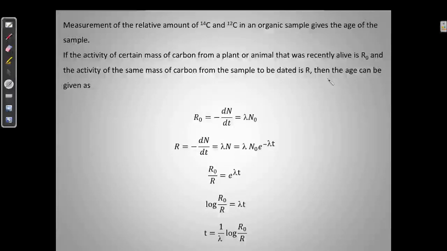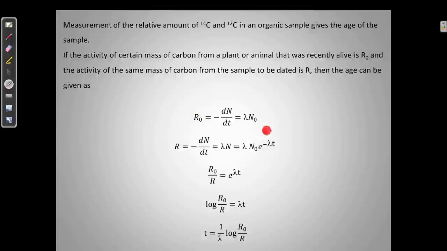Then the activity of the material which is currently alive, the plant or animal, whatever it is. So the activity of C14, we have to take the same amount of the radioactive substance. Then for the recently alive one, we can measure the activity, and also from the dead plant we can measure the activity of the C14. So we will get two activities, that is R0 for the present living plant and R for the dead plant. So we have the activity equation.